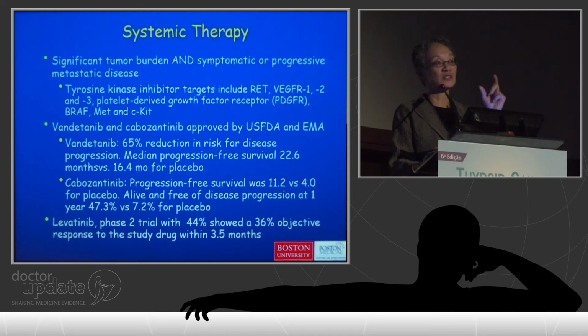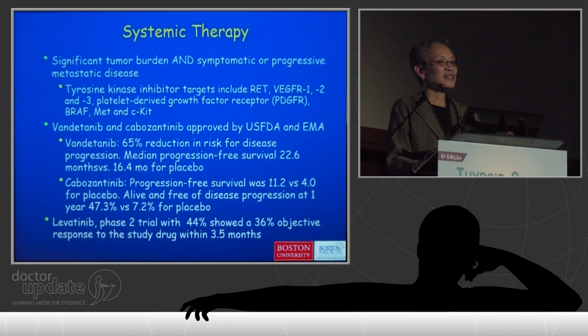You use it for as long as it works. You may have to switch to multiple agents over the years. So the two that are approved in the United States are vandetanib and cabozantinib. They're approved in the US and in Europe. Just to give you numbers, for vandetanib, there was a 65% reduction in risk of disease progression, and the median progression-free survival was 22.6 months compared to placebo at 16.4 months.